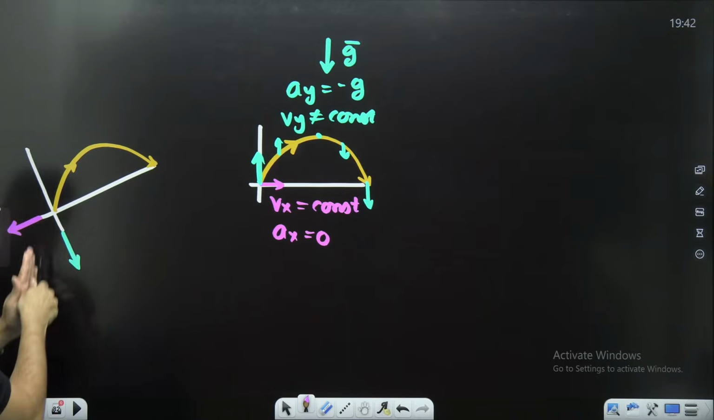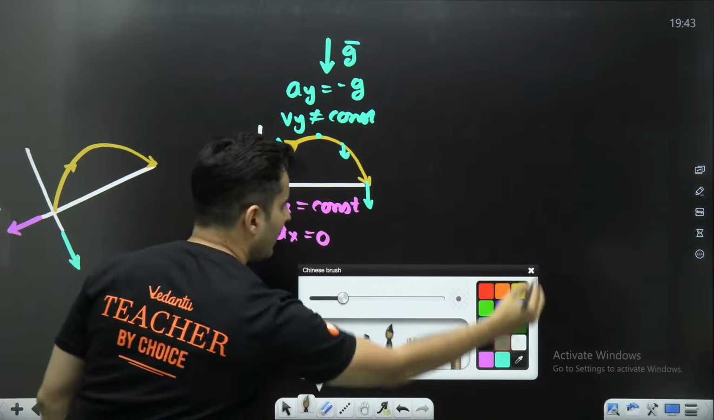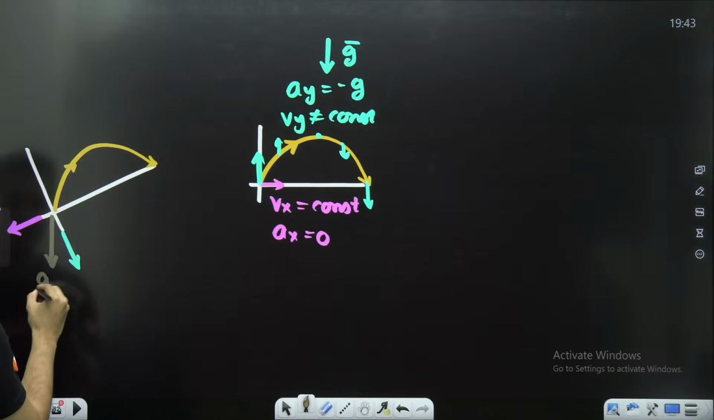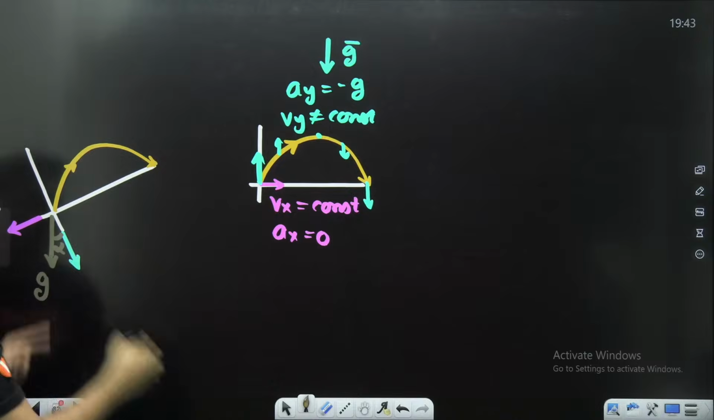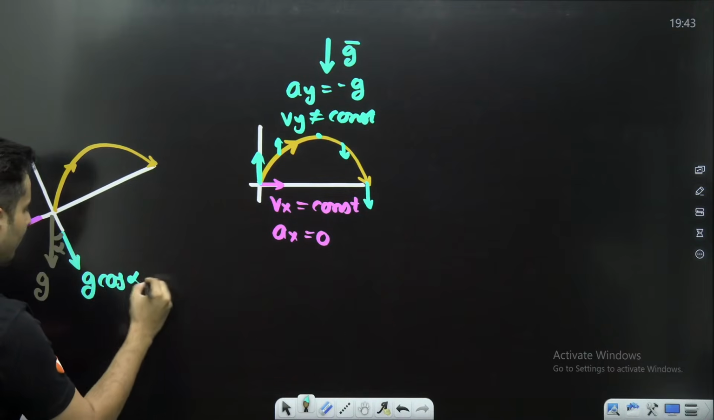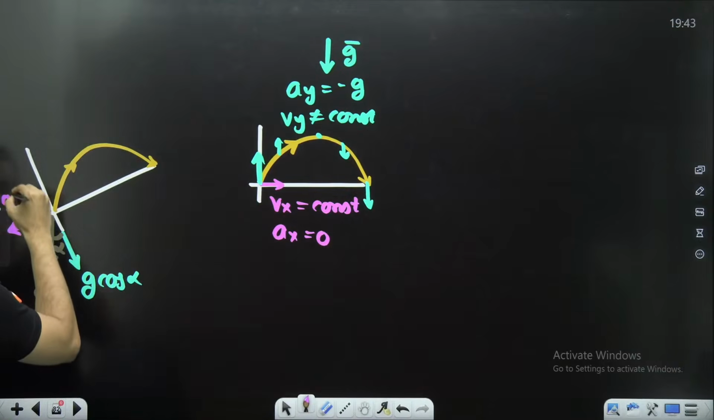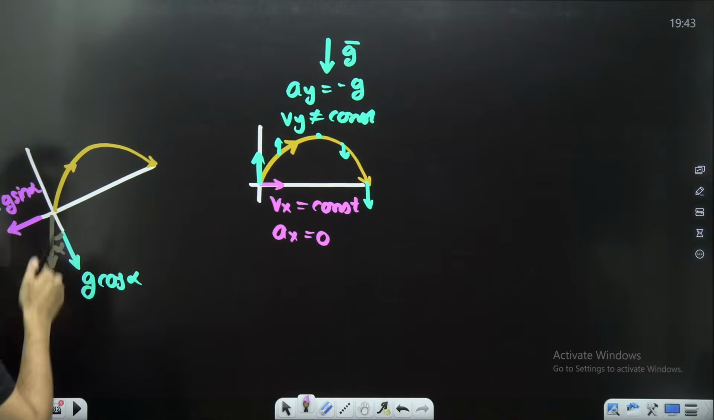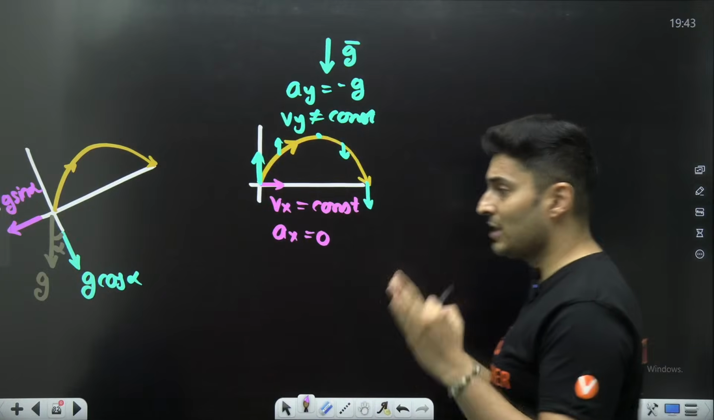Because acceleration is down, there will be two components along the y and x axes, and you can see how much it should be. If this is g and this is the angle of inclination alpha, this component would be g cos alpha, and the other component will be g sine alpha. So there is acceleration in x as well as y.